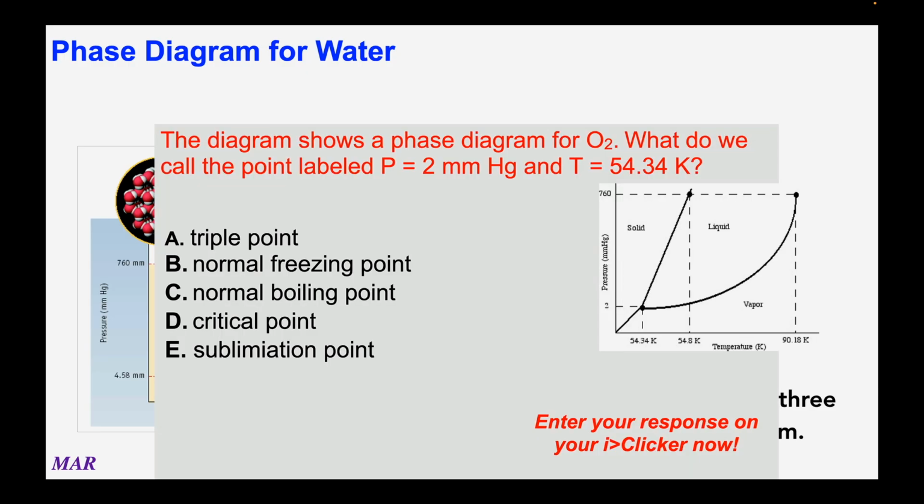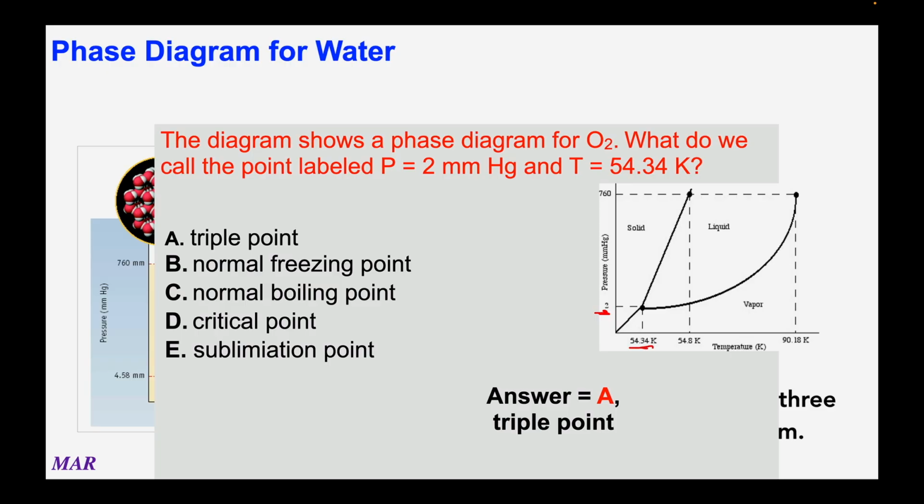Here's the phase diagram for oxygen once again, and it says what is the point called where you're at pressure of 2 millimeters of mercury and a temperature of 54.34 Kelvin. So to read this table, the pressures are on the y-axis. That number right there is the 2 millimeters of mercury. And here's the 54.34 Kelvin temperature. And if you go up, notice you're right at the intersection of the solid liquid gas line. So that's called the triple point. All right. Triple points are where you have all 3 phases at the same time. So that would be the triple point.